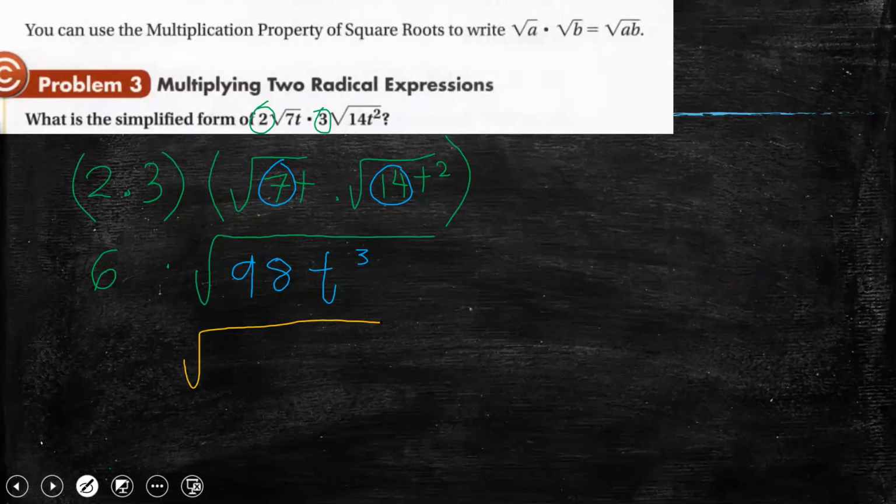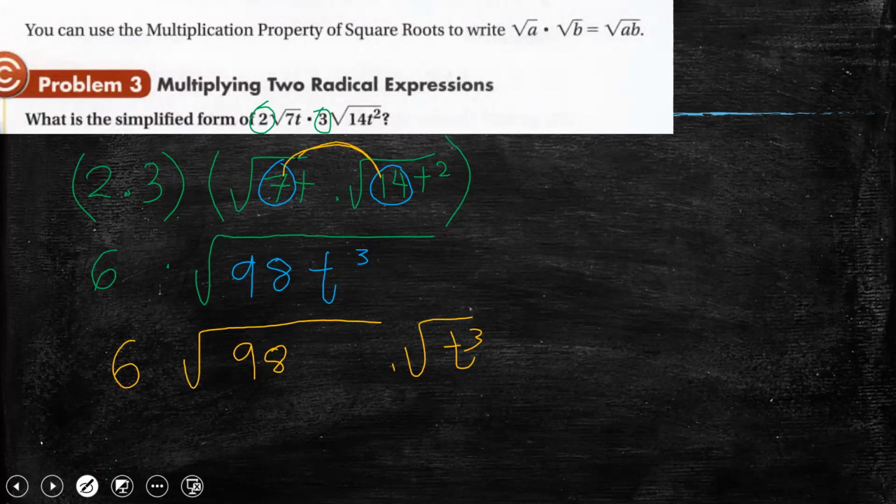Here we have 98 alone and t cubed alone. Now, let's think about 98. Look at these two numbers here. What did we have? We have 7 and 14. Is it right? So 98 is a product of 7 and 14.